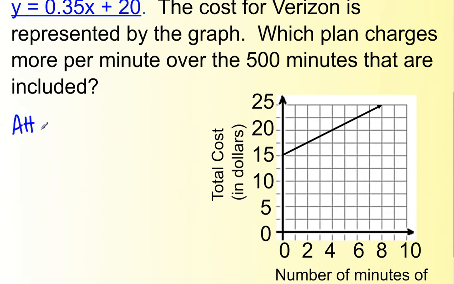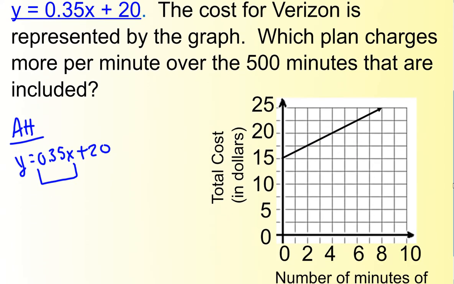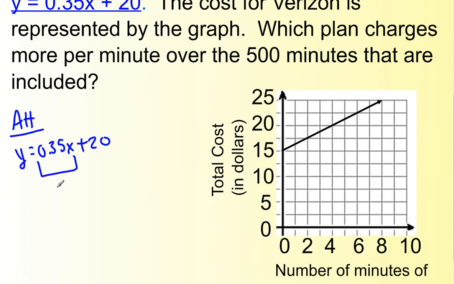Okay, so AT&T has this equation, y equals 0.35x plus 20. So they're going to charge you, as I'm interpreting it, 35 cents per minute, because x is the number of minutes, and then y would be the total cost. So they're going to charge you 35 cents per minute.